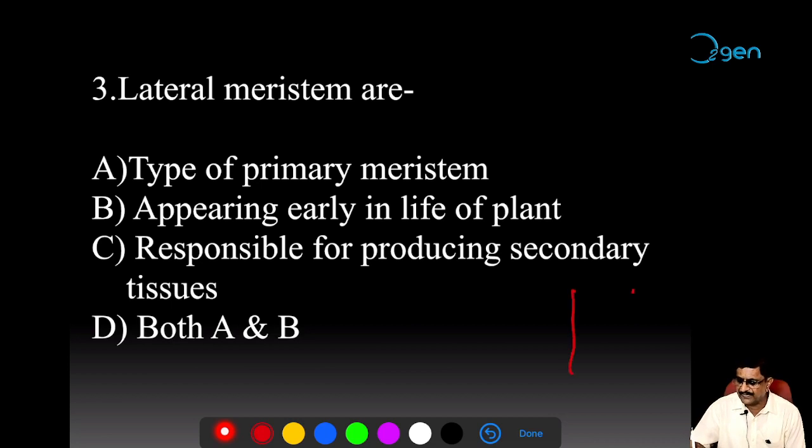Here in the stem, there is meristematic tissue which appears on the lateral sides of the plant, like this one. These lateral meristems are the secondary meristem, which is responsible for increasing the girth of the plant. So option C is correct, responsible for producing secondary tissue that increases the girth of the plant.